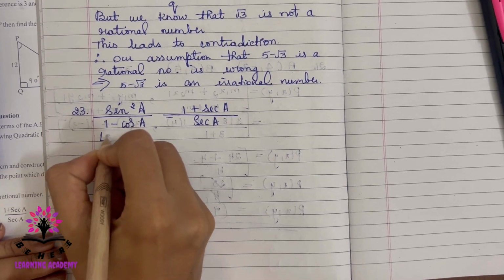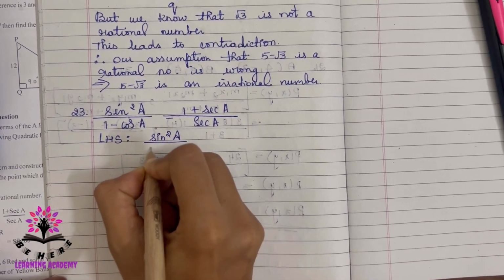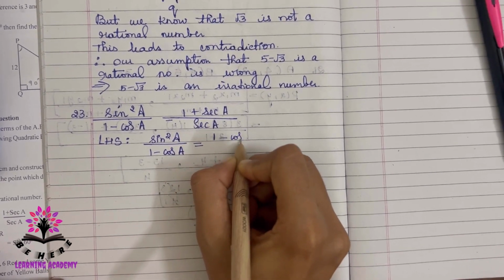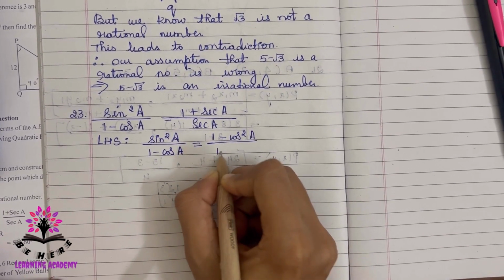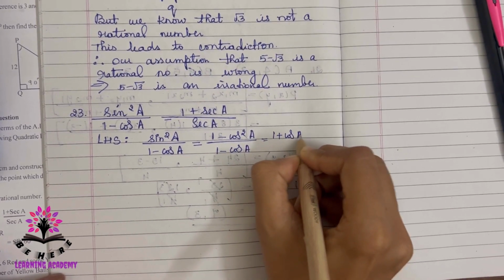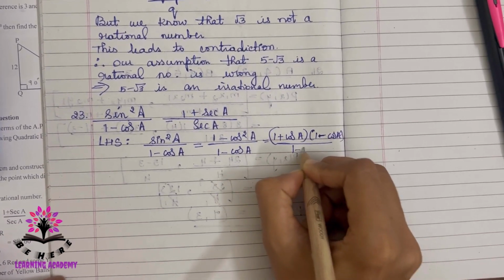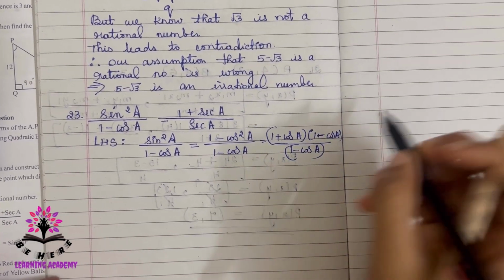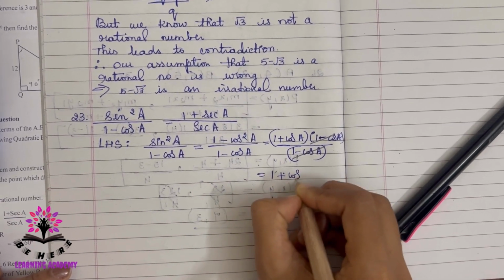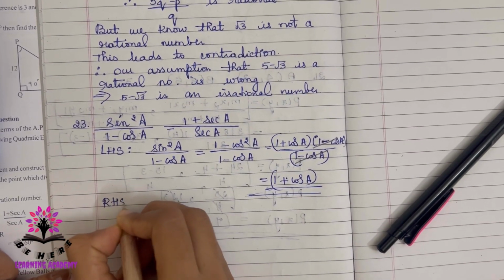First, let us consider the left hand side. Left hand side, it is given as sine square A divided by 1 minus cos A. That will be equal to (1 minus cos square A) divided by (1 minus cos A). So this is nothing but (1 plus cos A)(1 minus cos A) divided by (1 minus cos A). Here it cancels. What will remain is 1 plus cos A.